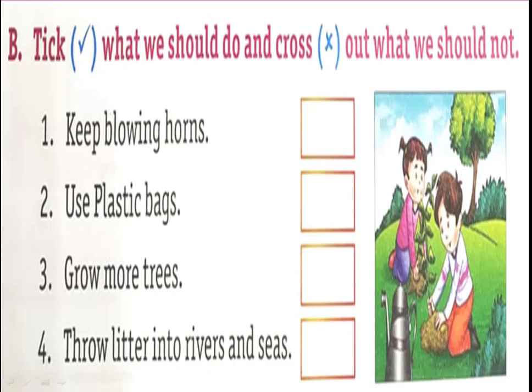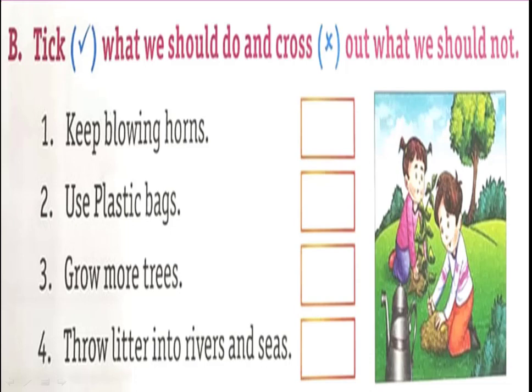Next exercise. Tick what we should do and cross out what we should not. First one. Keep blowing horns. Children, when we keep blowing horns, what will happen? It will make noise pollution. So, we should not do.